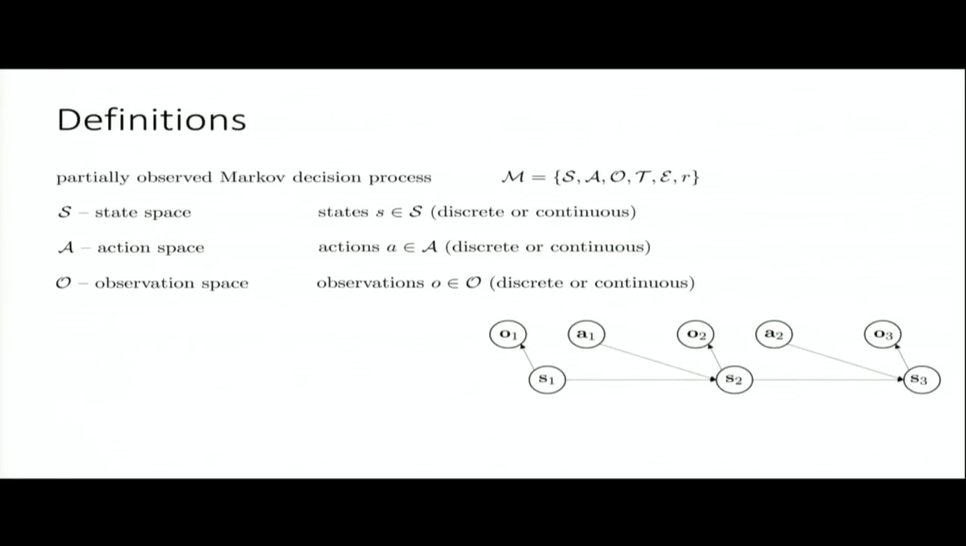So the corresponding graphical model is this one, which is very similar to what we saw before. For now, we're not dealing with policies. That's why this edge is missing.